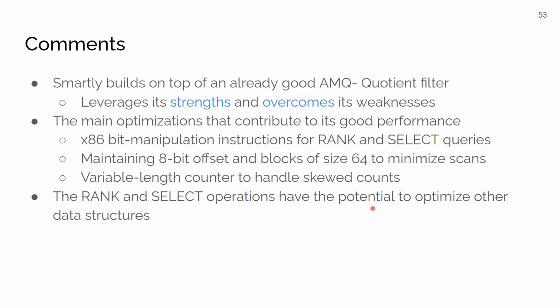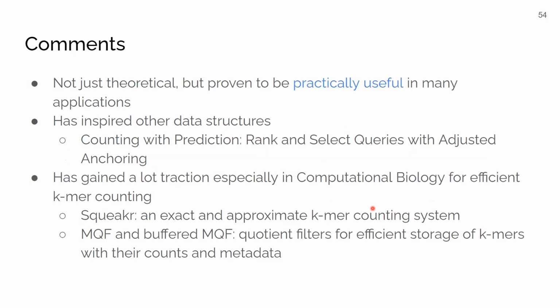I also think that the rank and select operations have the potential to optimize other data structures. As we saw, this data structure is not just theoretical, but it is also proven to be practically useful in many applications. It has also inspired some other data structures like counting with prediction, rank and select queries with adjusted anchoring. It has also gained a lot of traction, especially in computational biology for efficient k-mer counting, as mentioned in 2 papers. The first one being Squeakr, which was written by the same author, and the second one about MQF and buffered MQF. Thank you.